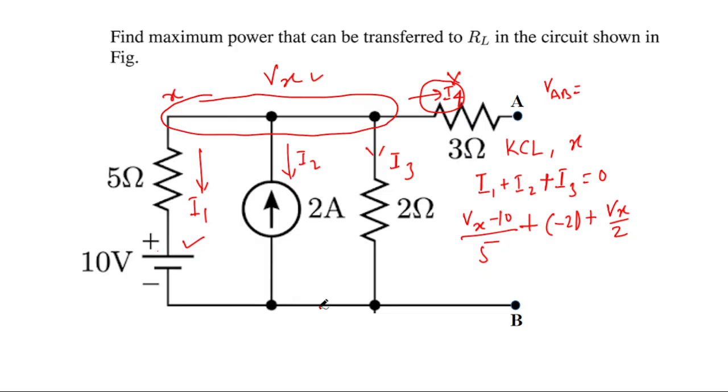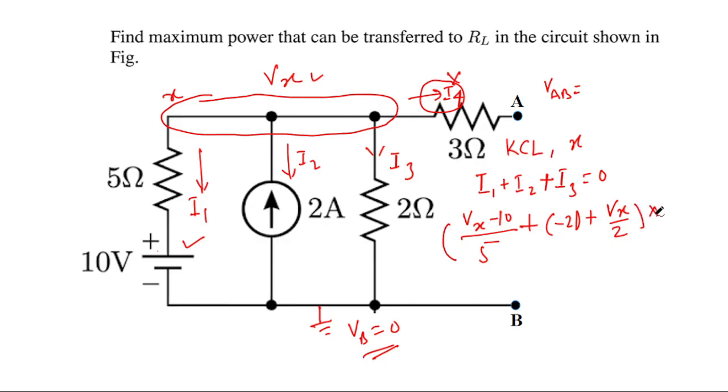Here we have taken this node, which is connected to B, so VB is taken as the reference node. The voltage VB is equal to 0. It means that we are measuring all the voltages with respect to this node. So we can find out Vx from this equation.